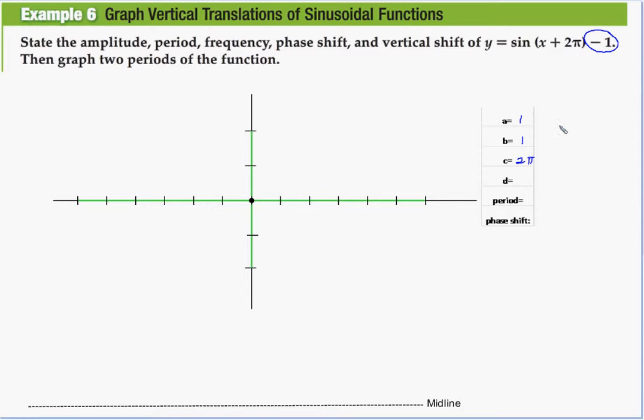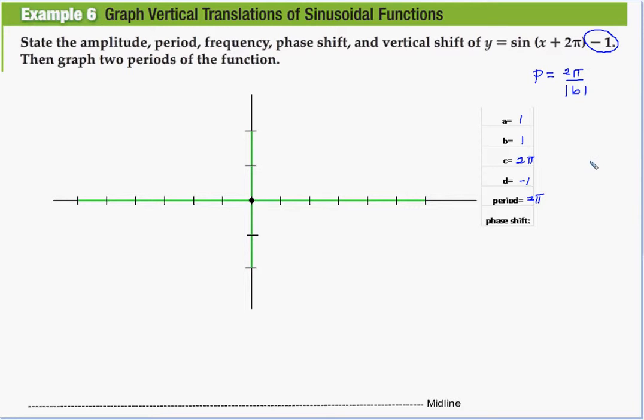The vertical translation of the graph is equal to negative 1. And those components, those elements, are going to be used to make our graph. Let's calculate the period. The period is going to be P equals 2 pi over the absolute value of b. And that's simply calculated as 2 pi over 1, which is equal to 2 pi.